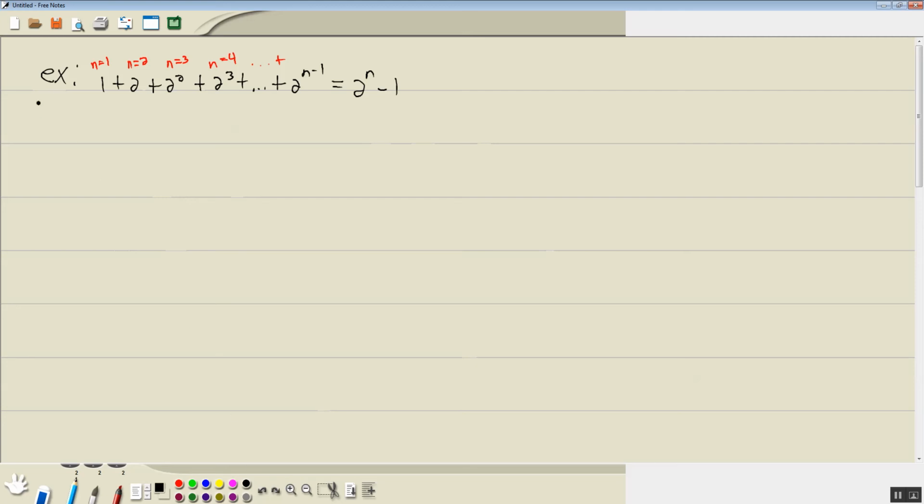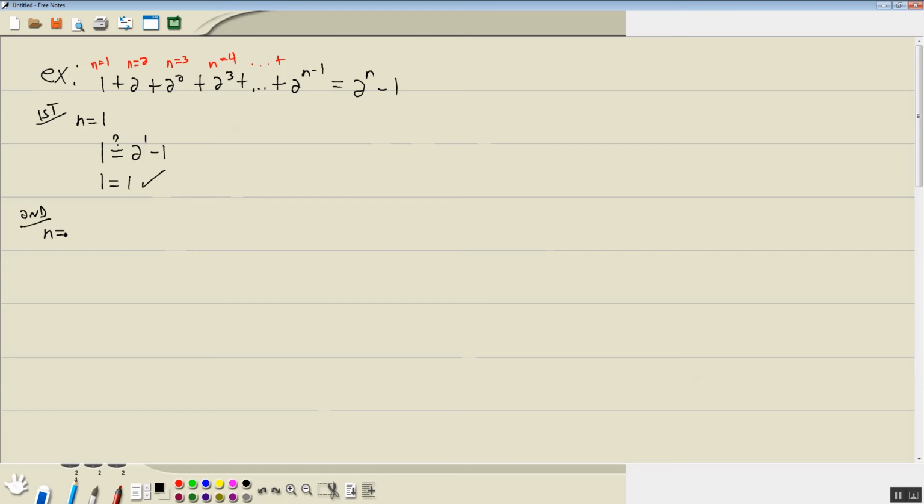Now first off, we show that it's true for n is equal to 1. Well, I said when n is equal to 1, this side is equal to 1. Now we're going to plug in the 1 for the n here. So we're going to have 2 to the first power minus 1, and this is a question mark. We're wondering if that's true. 2 to the first is 2, minus 1 is 1. So that checks. So this shows that it's true for n is equal to 1.